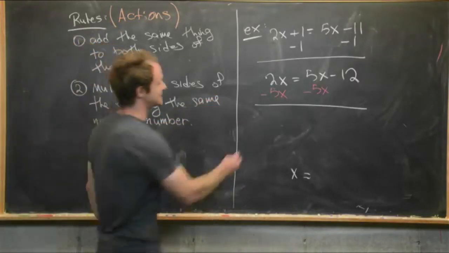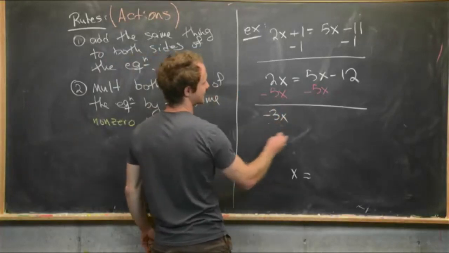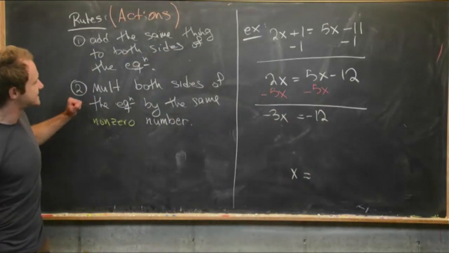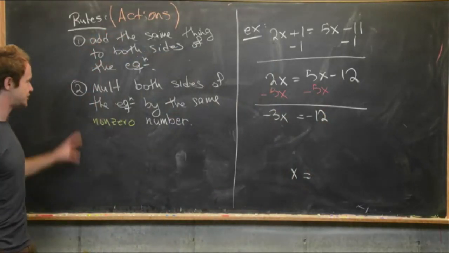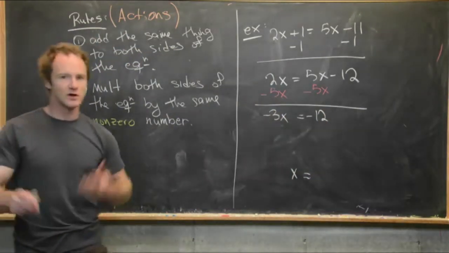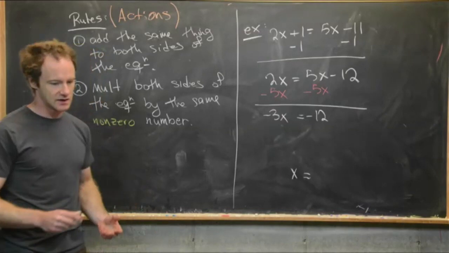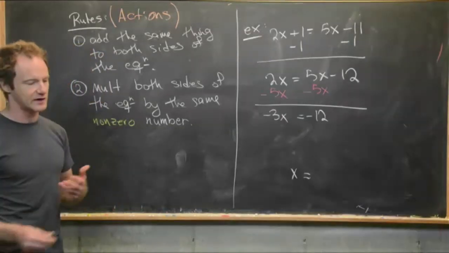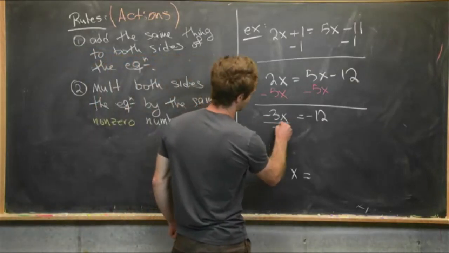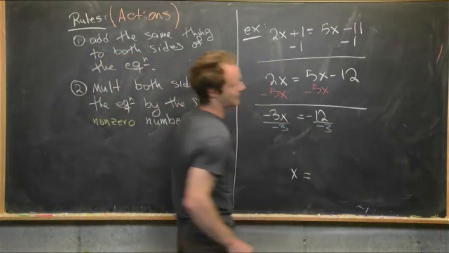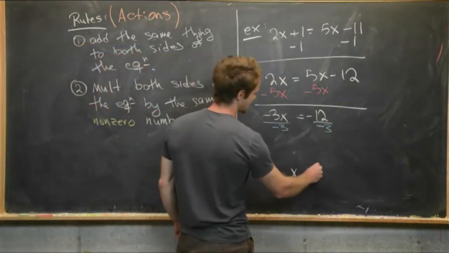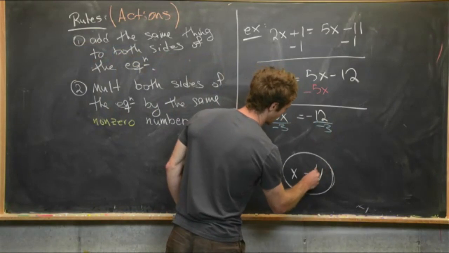Okay, so let's see. This is going to give us a -3x on the left-hand side and a -12 on the right-hand side. And then we can use the second allowable action, which says you can multiply both sides of the equation by the same non-zero number. But multiplying is the same thing as dividing. So here we can divide by -3. That's the same thing as multiplying by -1/3. But often it's a little bit more familiar to think about it like dividing. So I'll divide both sides, and that'll leave me with x equals 4.